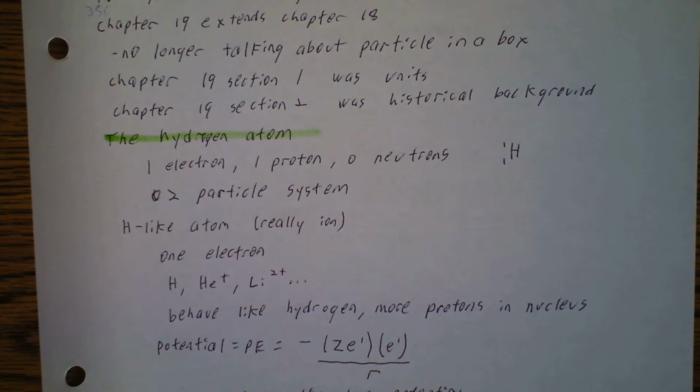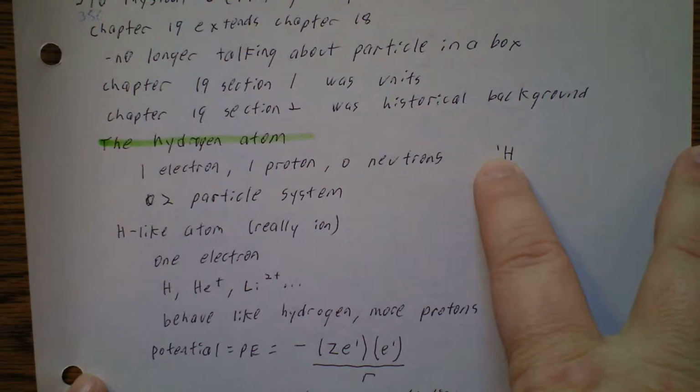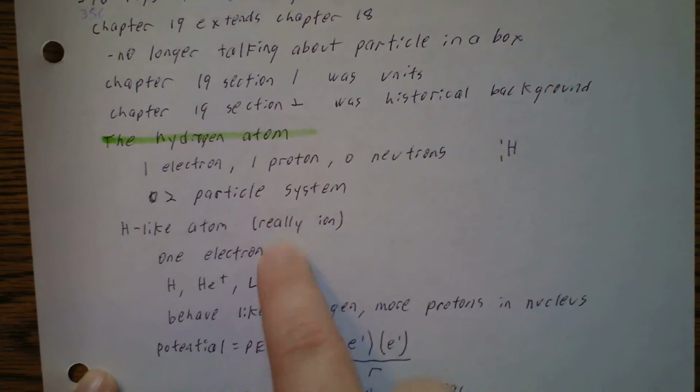So now we're going to talk about the hydrogen atom. An ordinary hydrogen atom, of course, has 1 electron, 1 proton, 0 neutrons. So we write it like this: hydrogen, 1 and 1. So this is a 2-particle system.